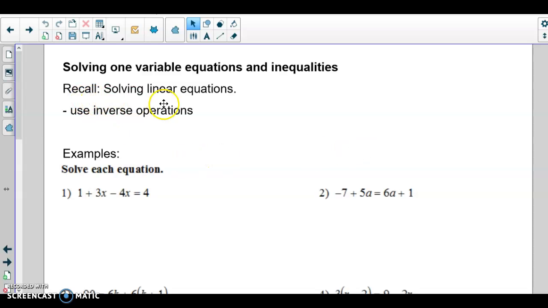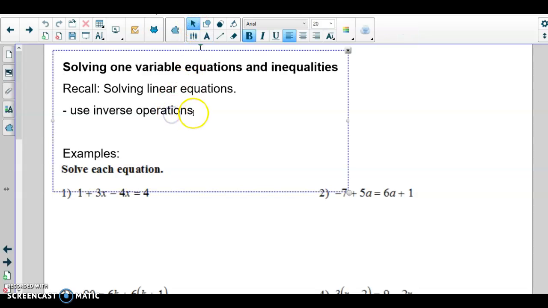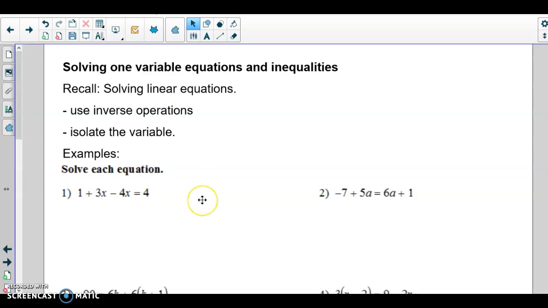So let's take a look here. So recall, to solve linear equations, we want to use inverse operations, and I really should have added in here, remember our ultimate goal. When we solve these, our ultimate goal is to isolate the variable. So I surely should have added that under here. Isolate the variable. So our ultimate goal is to isolate the variable. To do that, we're going to use inverse operations.